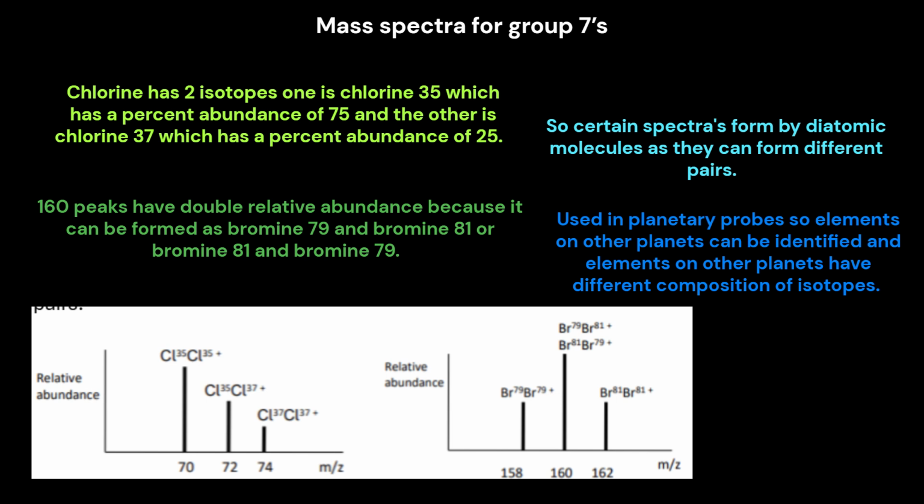So the spectrum for bromine is formed by diatomic molecules, as they can form different pairs. The 160 peak has double relative abundance, because it can be formed as bromine-79 and bromine-81 or bromine-81 and bromine-79. Used in planetary probes, so elements on other planets can be identified, and elements on other planets have different composition of isotopes.